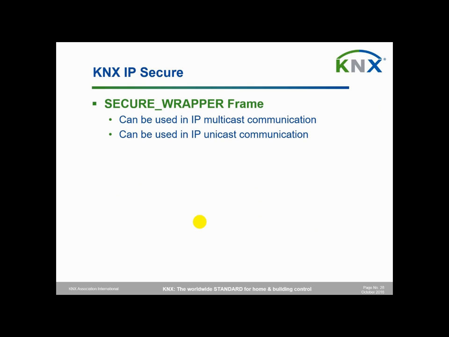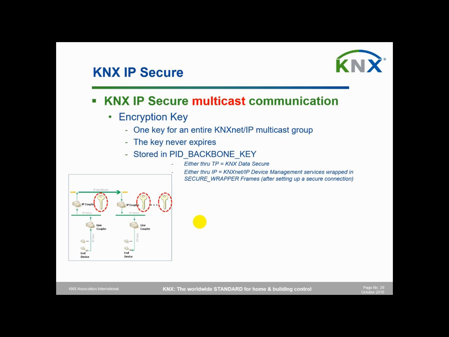The secure wrapper frame can be used for both IP multicast communication and IP unicast communication. In case of multicast communication, an encryption key will be used. That means one key for an entire KNX IP multicast group. This is a key that never expires. Of course, when the key gets compromised, you shall set up a new one for the entire group. But as long as it's not compromised, it will always be the same encryption key in the case of multicast communication.